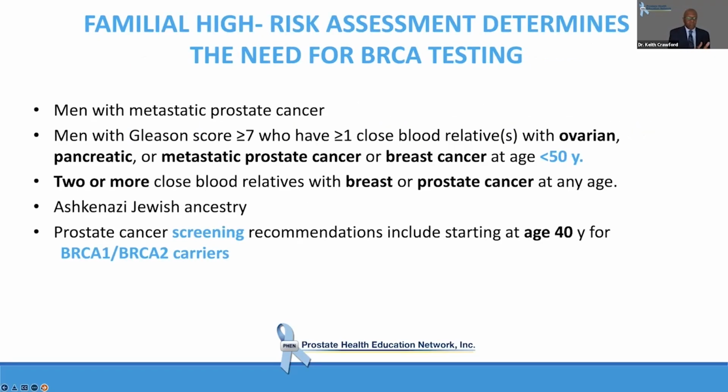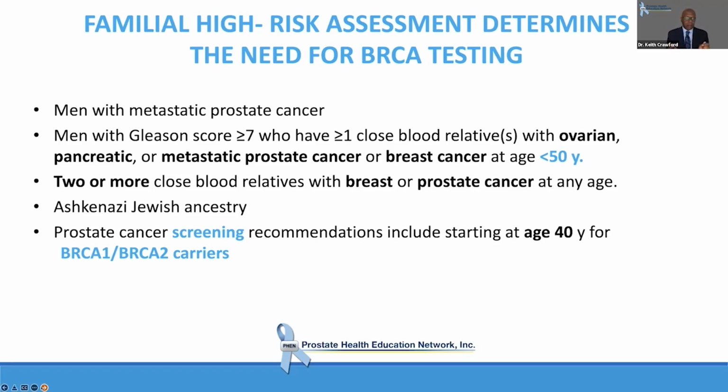Now, something that your clinicians or your genetic counselor will talk about is this BRCA1, BRCA2 risk. It's called a familial high risk assessment, to determine whether or not you should have BRCA testing. So men with metastatic prostate cancer, men with a Gleason score greater than 7, who have at least one close relative with ovarian, pancreas, or metastatic prostate cancer, or breast cancer at or under the age of 50.